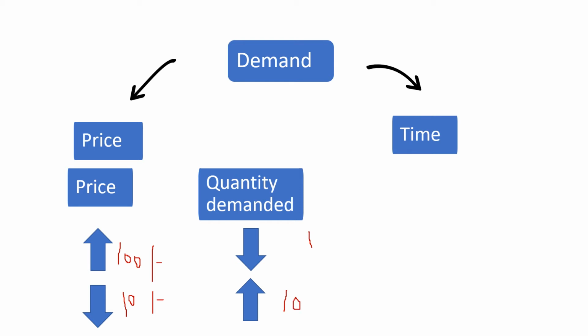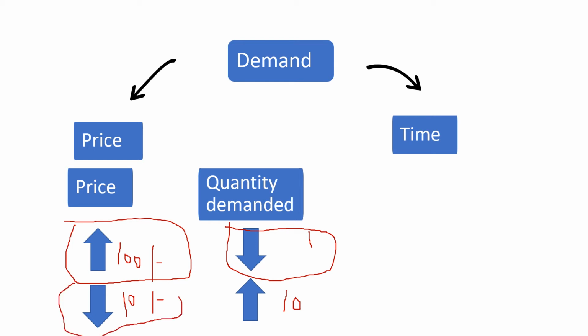And what will you think? When it is 100 rupees, you will buy only one chocolate. But when it is 10 rupees, you will be buying 10 chocolates. So what it indicates is, when there is a high price, there is a demand of one chocolate. But suddenly when the price decreases to 10 rupees, you will be buying 10 chocolates.